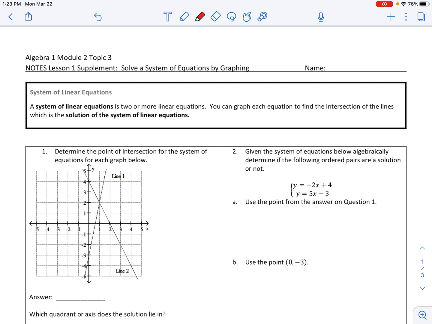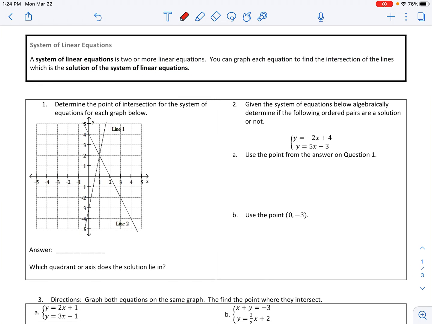So we have our system of equations again, where it's two or more linear equations. And then we can graph each equation to find the intersection of the lines. And where the lines intersect is going to be our solution to the system. So on this first example, I've gone ahead and graphed out two lines, line 1 and line 2. And where they intersect is then the solution to the system. What we did previously was to solve this by the substitution method, and we got the solution.